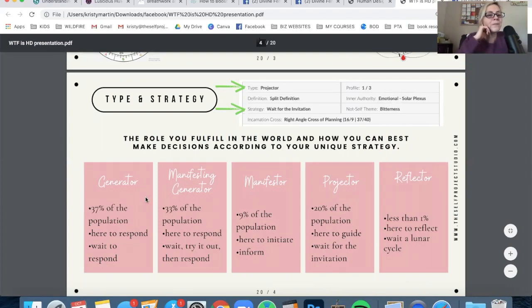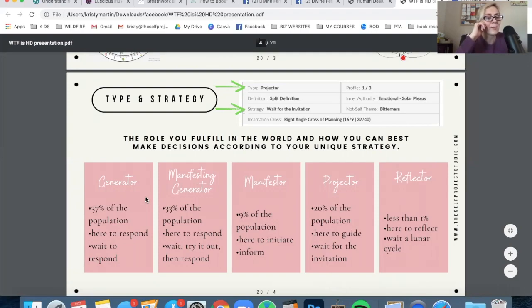Then manifesting generators are about 33% of the population. And these are basically generators just with a defined throat center. And they have a little bit different qualities. They're their own type, basically. So they're still here to respond. They're still very similar to generators. But they need to kind of wait and try things out and then respond. So they have qualities of both the manifestor and the generator.